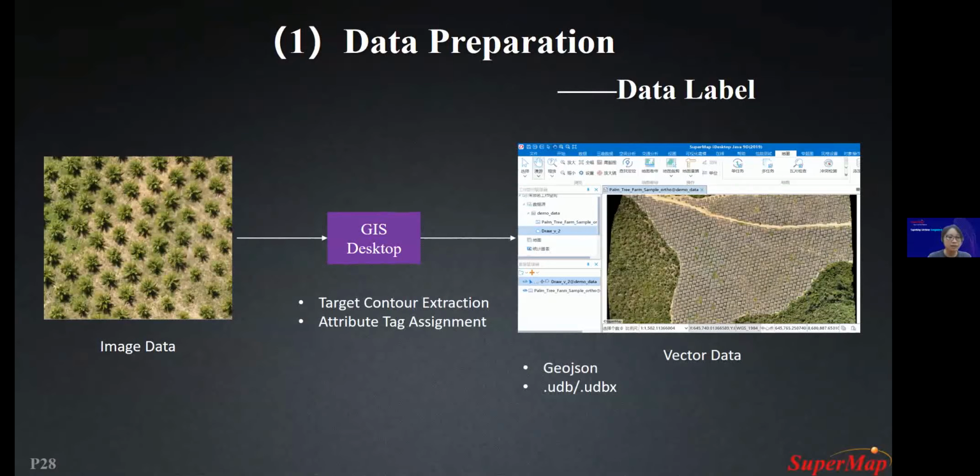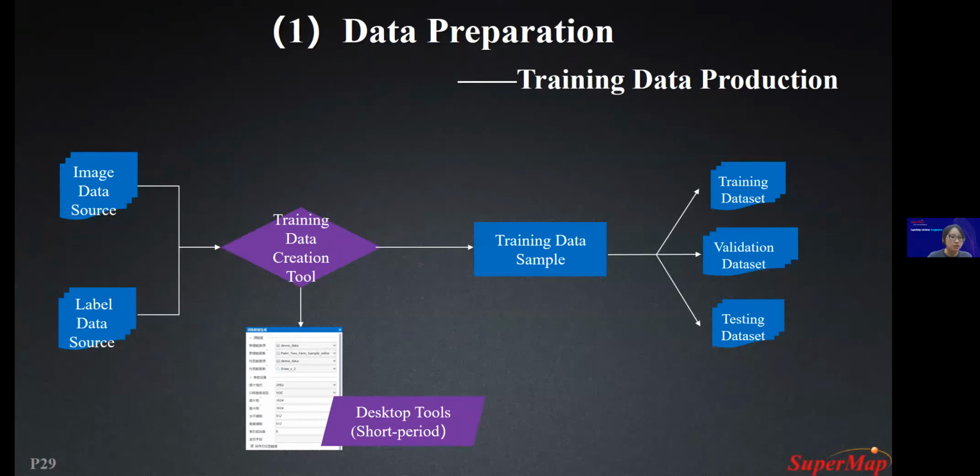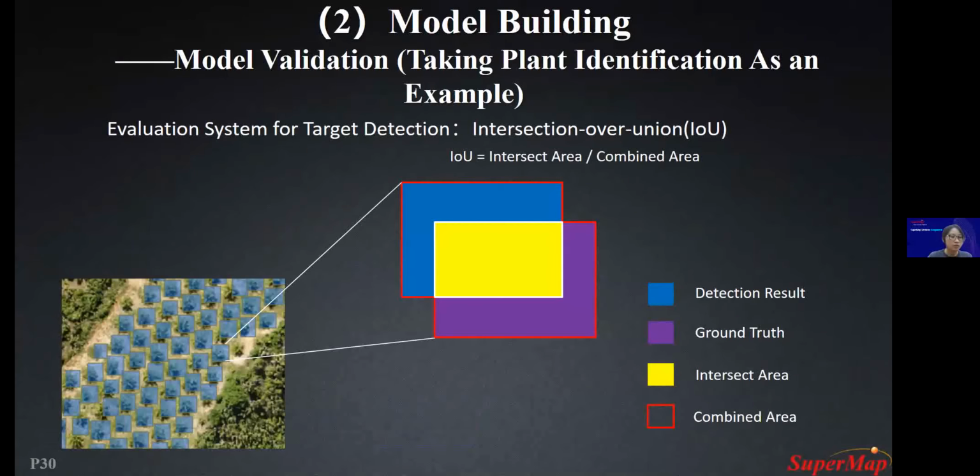Such as we are going to detect palm trees, we need to make labels. Firstly, we can take parts of the image data to draw the palm tree contours, and the labels are vector data stored in the data source with UDB or UDBX. Then the image data and the label data are used to produce the training data using the training data creation tool. The tool we can find in the SuperMap iDesktop X. Then in the model building step, the intersection over union parameter is used to evaluate the accuracy of the trained model.